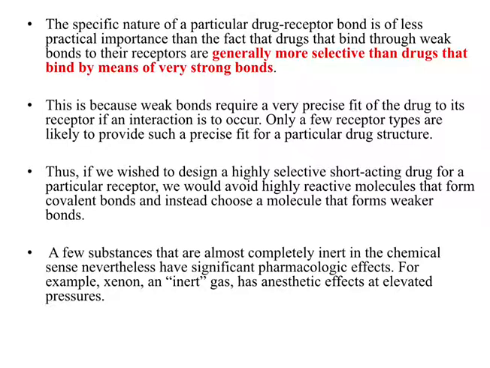Well, if we wish to design highly selective short-acting drugs for a particular receptor, we would avoid highly reactive molecules that form covalent bonds and instead choose molecules that form weak bonds. A few substances that are almost completely inert in the chemical sense nevertheless have significant pharmacologic effect. For example, xenon, an inert gas, has an anesthetic effect at elevated pressure.